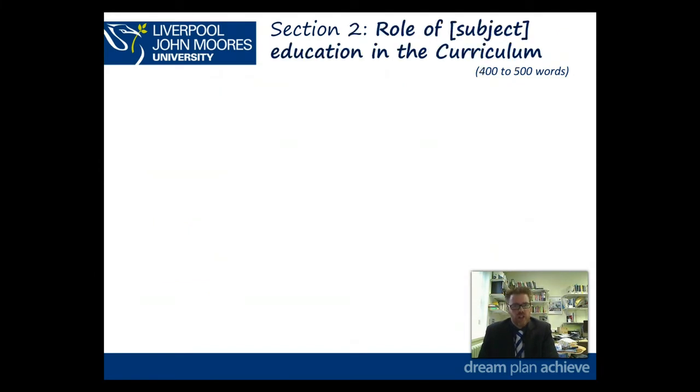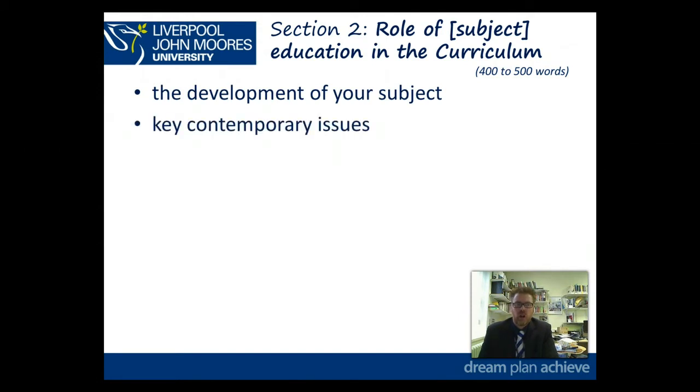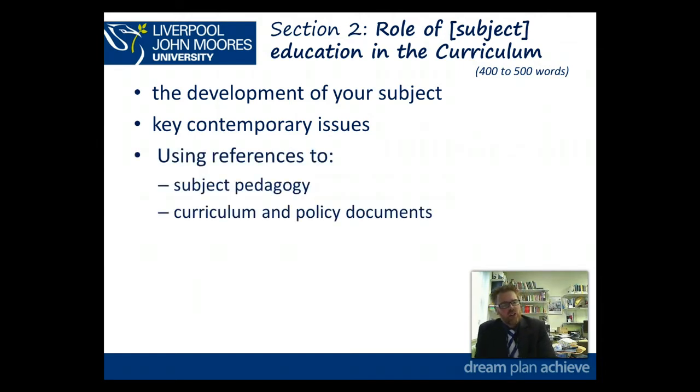So in the second section, which is a little bit longer, 400 to 500 words, you're going to be outlining the development of your subject and the contemporary issues. You might look at specific issues within your subject, or you might look at the broader issues within education, and how that impacts on your subject. And you want to be referring to subject pedagogy, and to curriculum and policy documents.